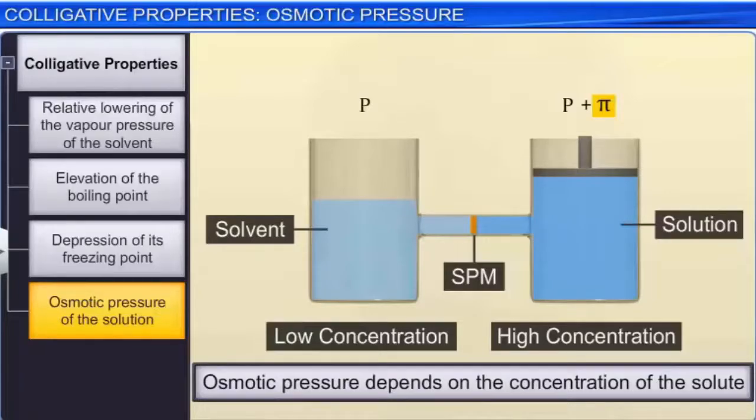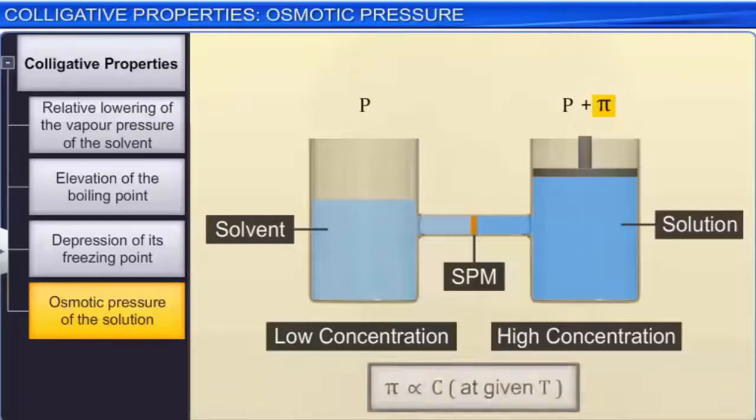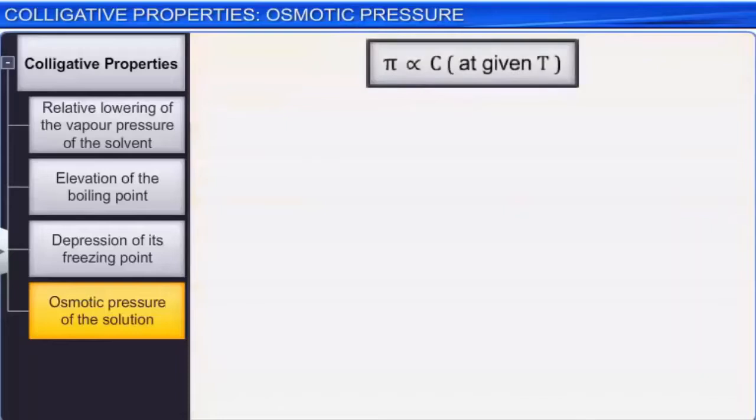It has been found experimentally that osmotic pressure pi for dilute solutions is proportional to molarity C of the solution at a given temperature T. Thus, pi is equal to C multiplied by R multiplied by T, where R is the gas constant. If the solution contains N2 moles of solute in volume V, then C is equal to N2 divided by V. Therefore, pi is equal to N2 multiplied by R multiplied by T divided by V.